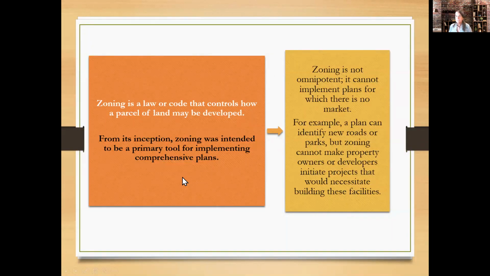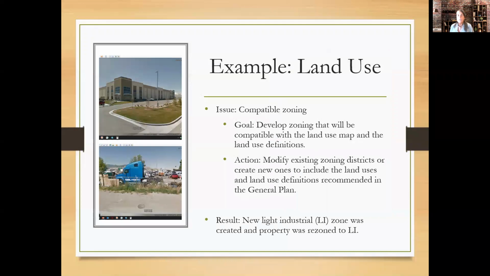So let's take an example of how the goal of a general plan relates to the action at the zoning level. We have a goal that we will develop zoning that will be compatible with the land use map and land use definitions. And then the action is to modify those zones so that they can comply or correspond to the general plan.